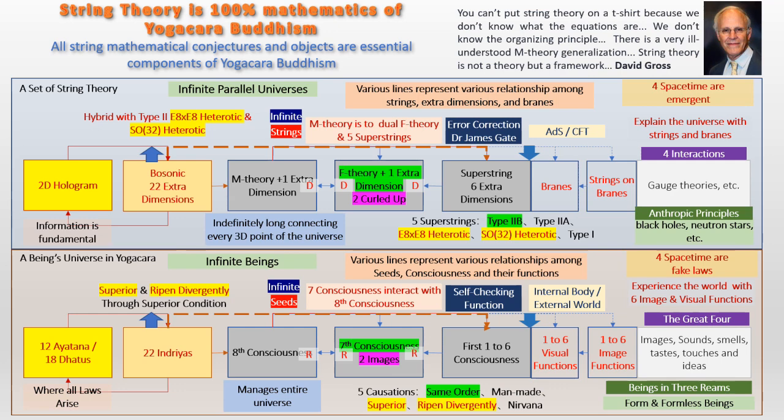David Gross said, you can't put string theory on a t-shirt because we don't know what the equations are. We don't know the organizing principle. There is a very ill-understood M-theory generalization. String theory is not a theory but a framework. This block diagram here could be printed on a t-shirt.